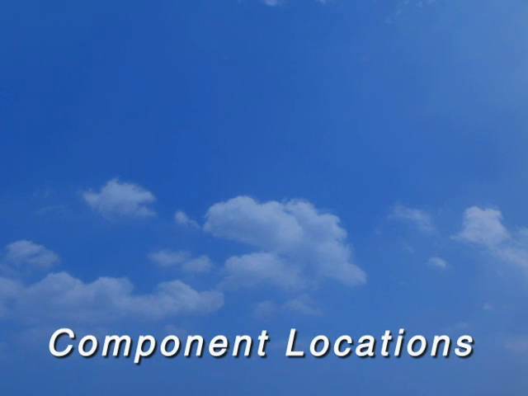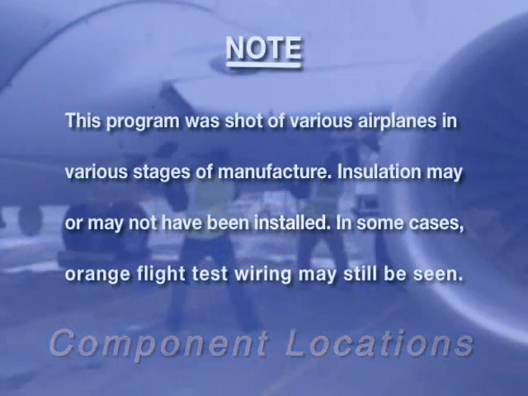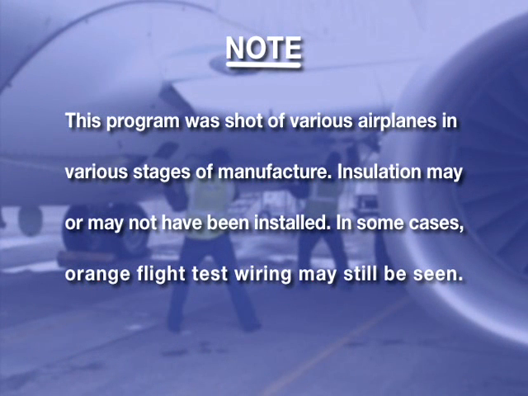Now that we've seen how the nitrogen generation system works, let's see the locations of the main components. Note, this video was shot on various airplanes in various stages of manufacture. Insulation may or may not have been installed, and in some cases the orange flight test wiring may still be seen.